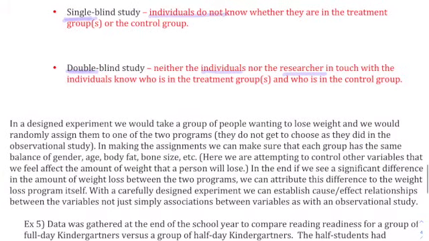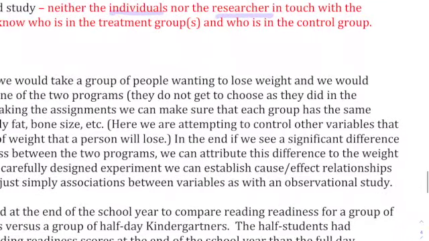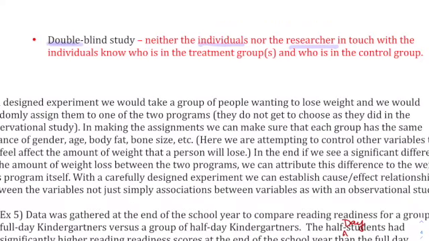So for example number 5, it says data was gathered at the end of the school year to compare the reading readiness for a group of full-day kindergartners versus a group of half-day kindergartners. The half-day students have significantly higher reading readiness scores at the end of the school year than the full day. Half day, sorry, there should be a little date right here. So write a conclusion if this data were the results of an observational study.